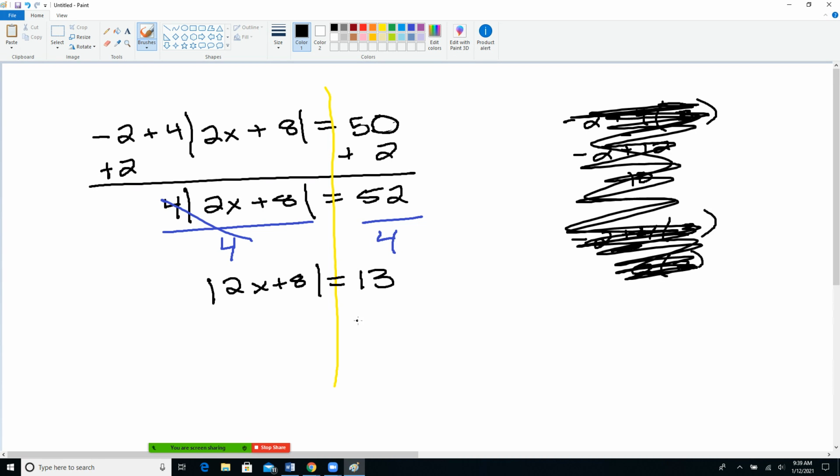Yes, the absolute value is like a parentheses. That's good. So now that I have it at this point where the absolute value is on one side, I can turn it into my two problems.